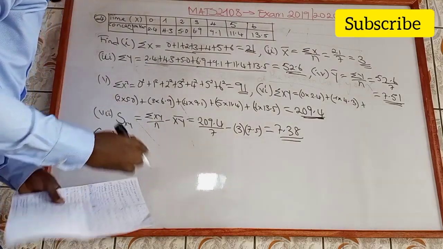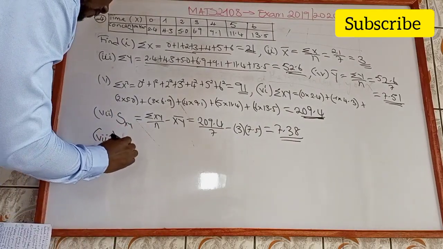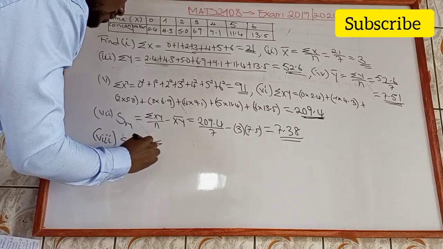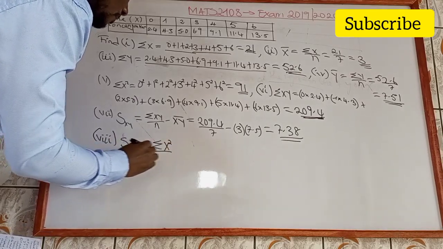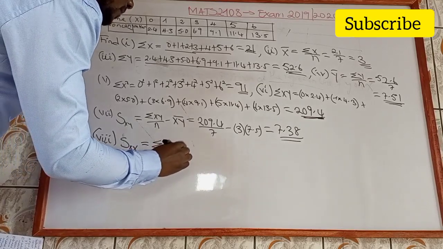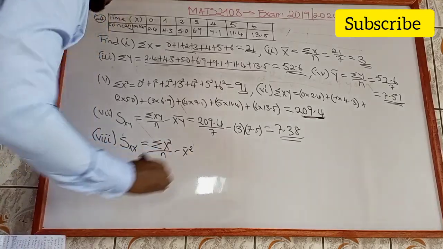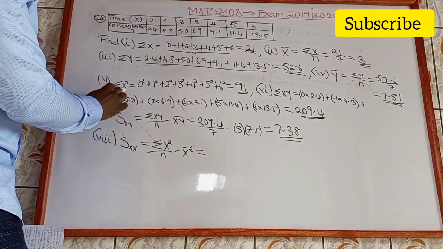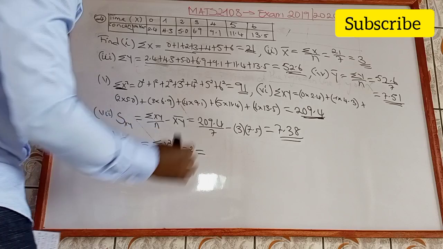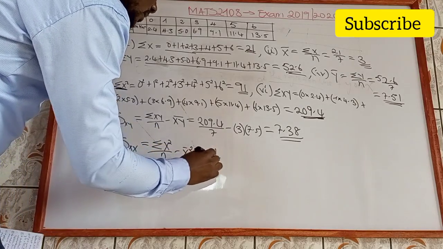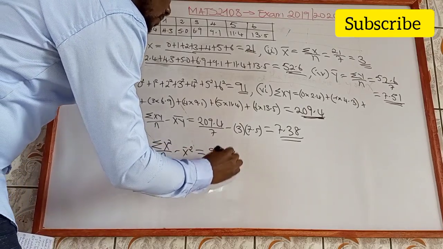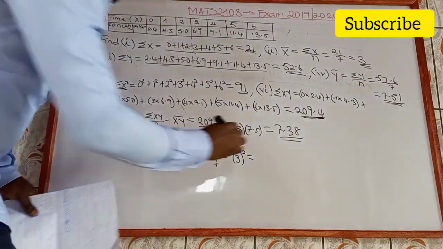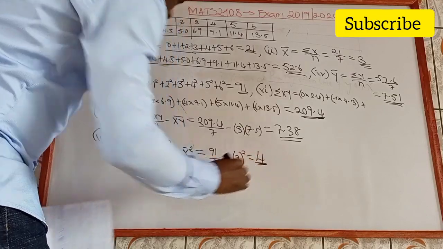Roman 8 says we should find the variance of x. We know that the variance of x is the sum of x squared divided by n minus x bar squared. We already have the sum of x squared, the result was 91. So we have 91 on 7 minus x bar, which is 3, squared. We calculate that, it gives us 4.